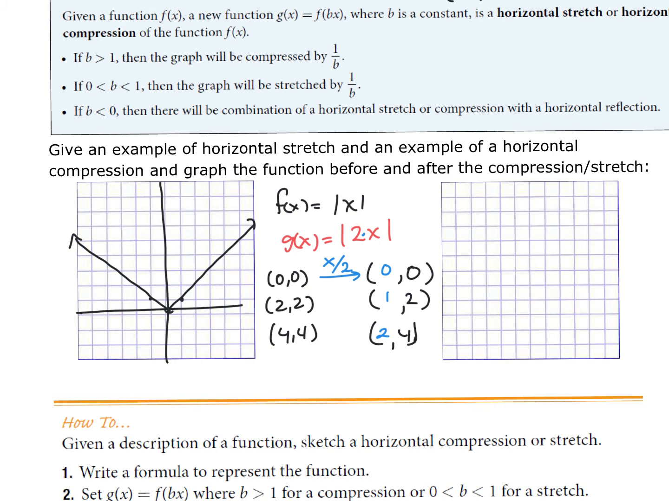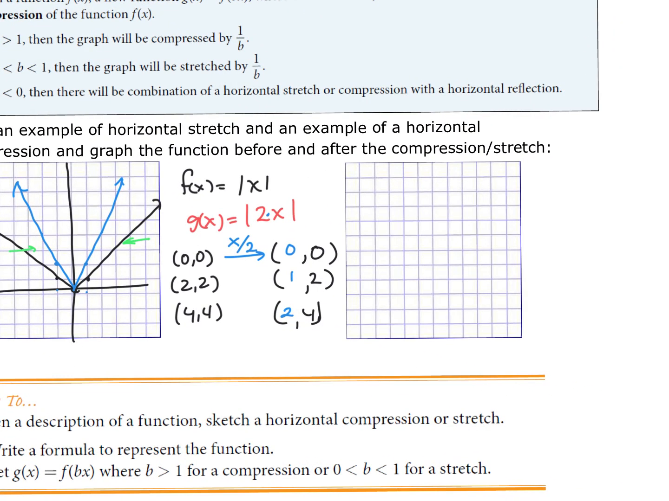This is still 0, this is 1, this one is 2. And so I'm going to go 0, 0, that doesn't change. I'm going to go 1, and I'm going to go 2. And because it's an even function, I'm going to go -1 and -2, because I have that reflection across the y-axis. I have a mirror image. So then I'm going to have 2, 4, so I have 2, and then I'm going to go up 4, and -2, 4. And you can see that this graph has been compressed in from the original graph.